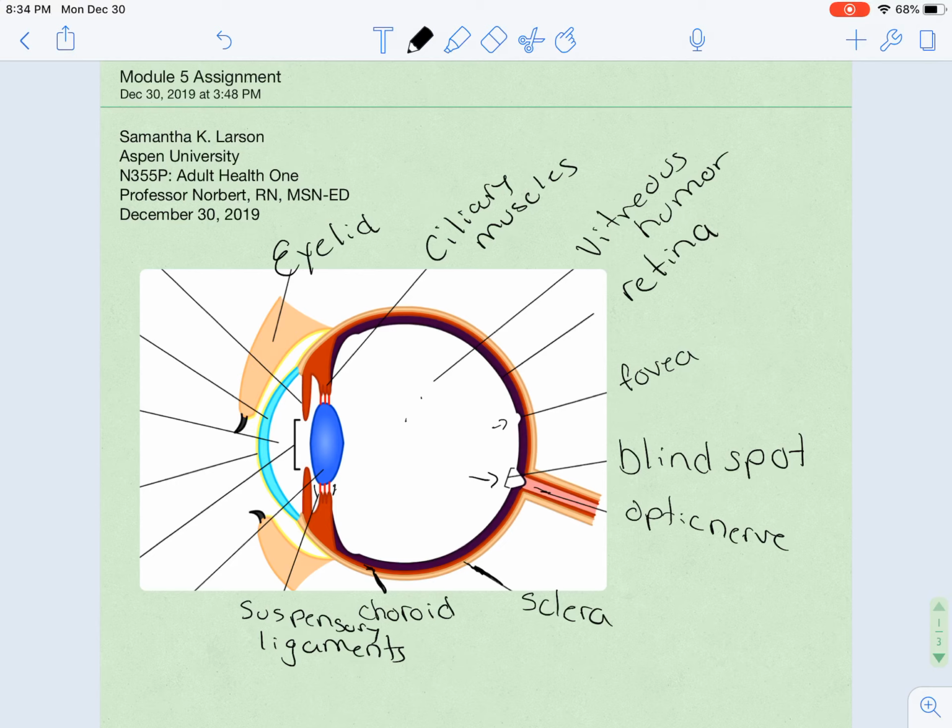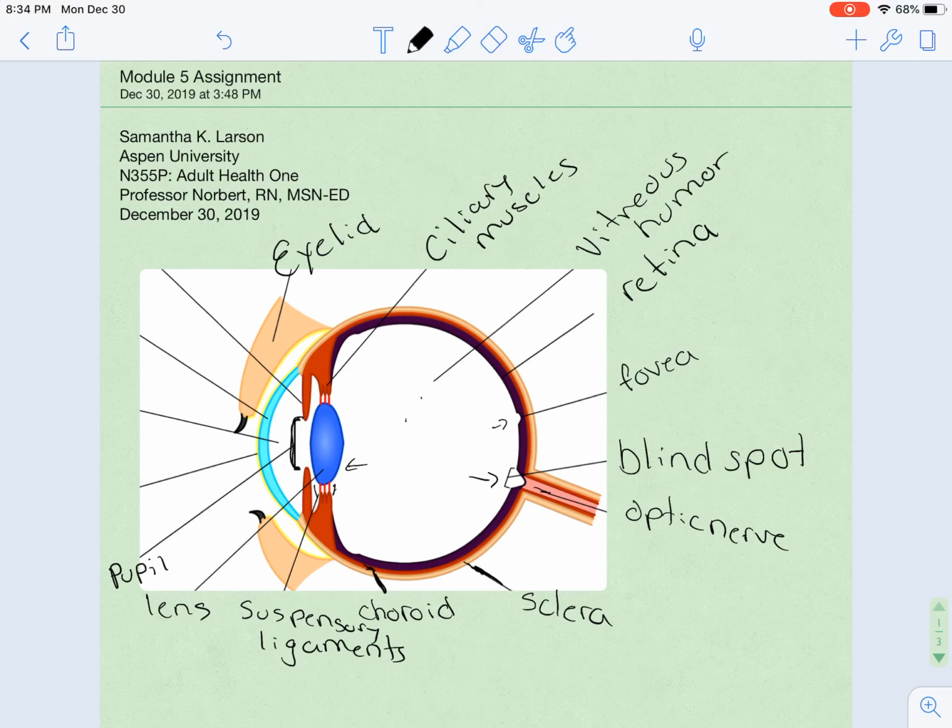And then this large ball-like thing here is the lens. The lens is a clear disc which focuses the light onto the retina. It actually gives fine focus. And then this space right here is the pupil. The pupil is the hole in the middle of the iris where the light actually enters the eye.